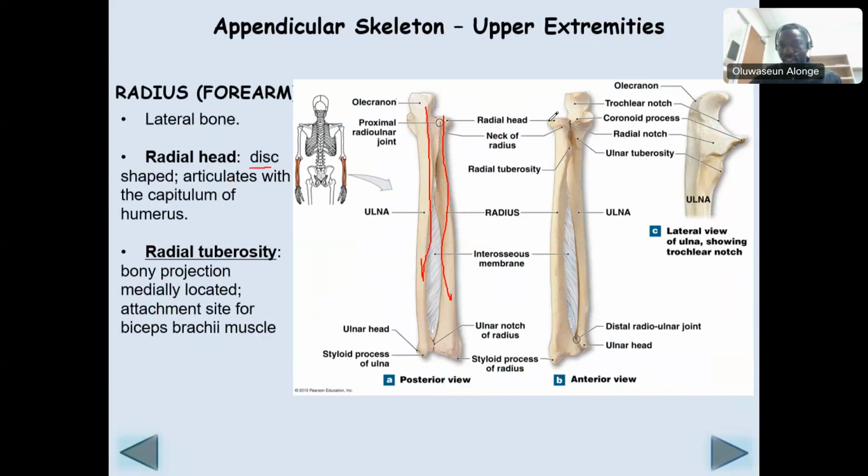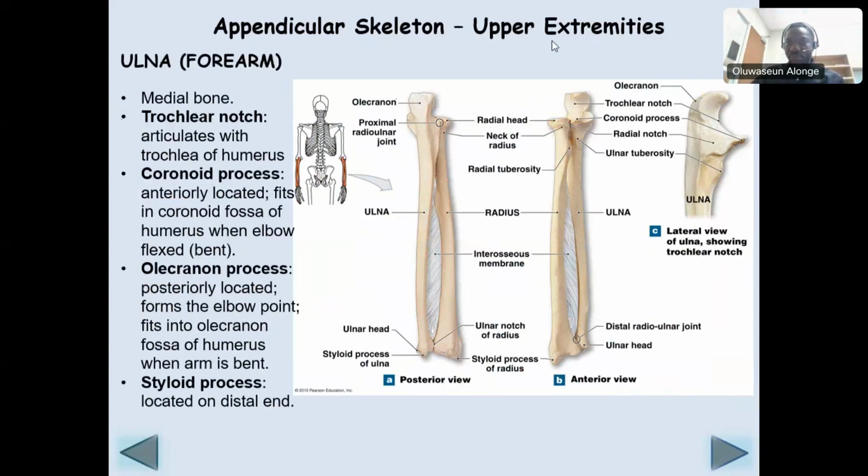The head is disc-shaped. So you can see the head is flat, unlike the other heads that we have been seeing, right? It articulates with the capitulum of the humerus. You see that? Now there is a tuberosity, which is like a projection, a ridge, on the radius. That's a tuberosity there, and it's a bony projection that is medially located. It serves as the attachment for the biceps brachii muscle. So that's the radius. Now let's look at the ulna.